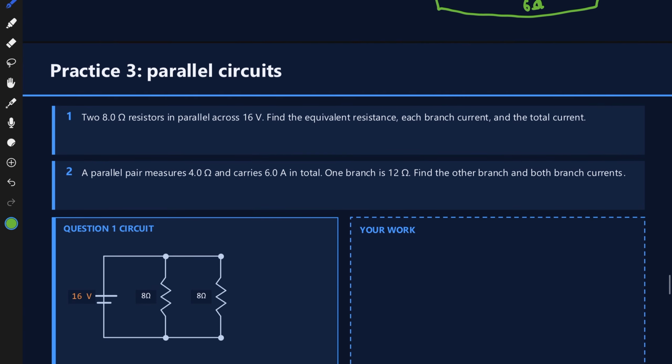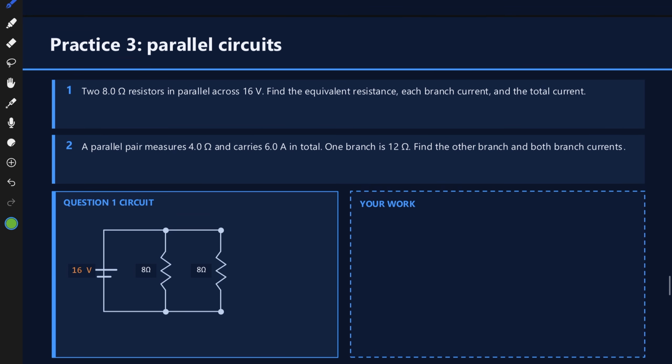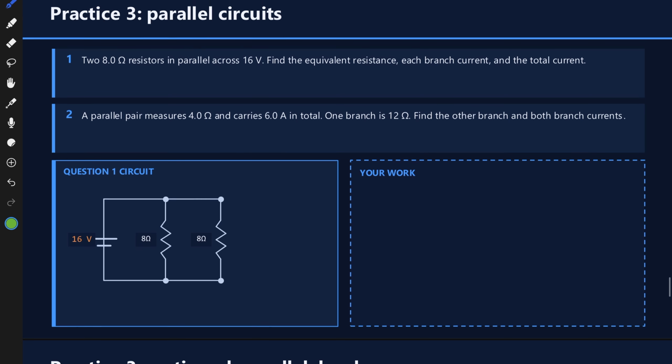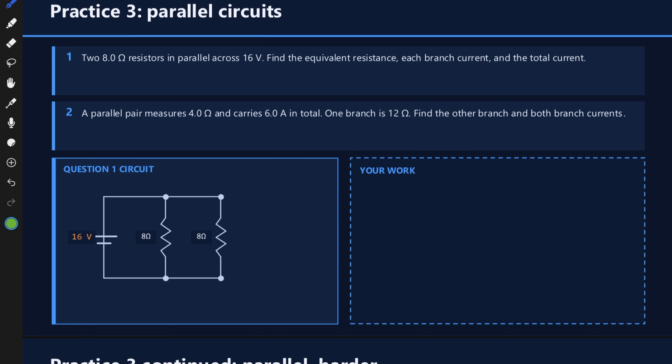So let's have some practice with parallel circuits. Two 8-ohm resistors in parallel sit across 16 volts. Find the equivalent resistance, each branch's current, and the total current. Okay.